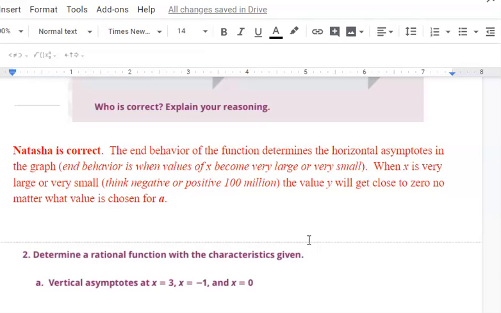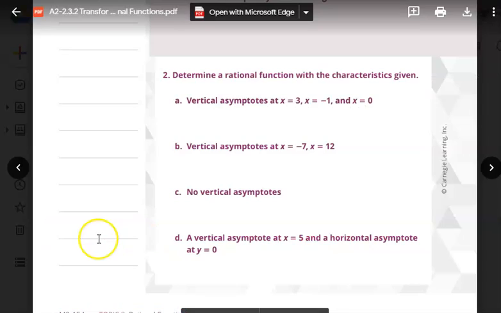So here's your answer. The end behavior of the function determines the horizontal asymptote in the graph. The end behavior is when values of x become very, very large or very, very small. When x is large or small, think of positive million, positive 100 million, negative 100 million. The value of y will get close to 0 no matter what value is chosen for a.